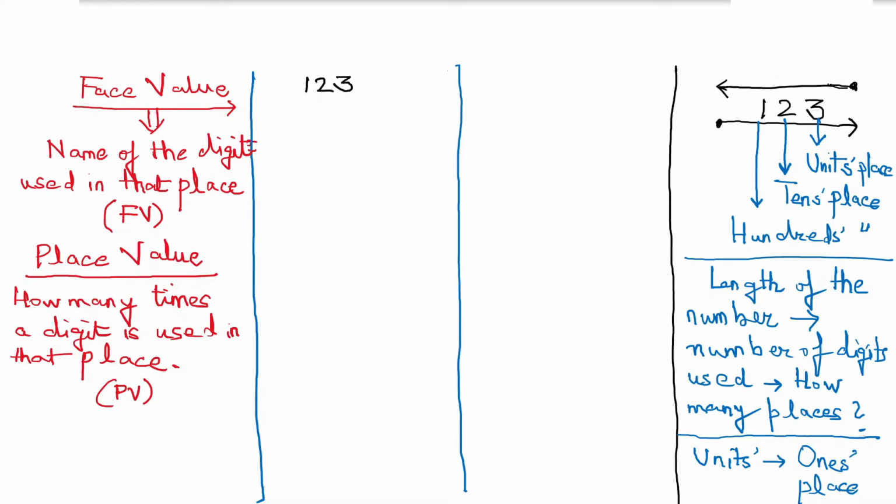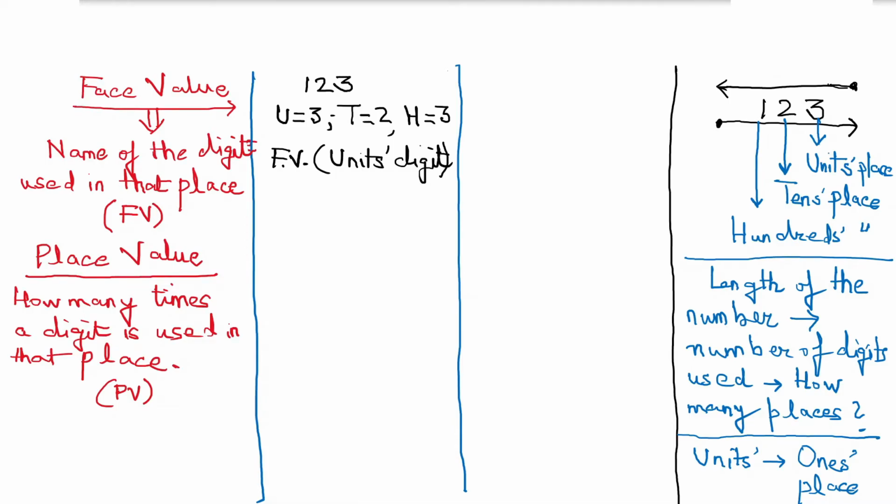So when I have taken 123, I know that the units digit is 3, the tens digit is 2, and the hundreds digit is 3. So when I am talking about the face value of the units digit, I am talking about the face value of the units digit.